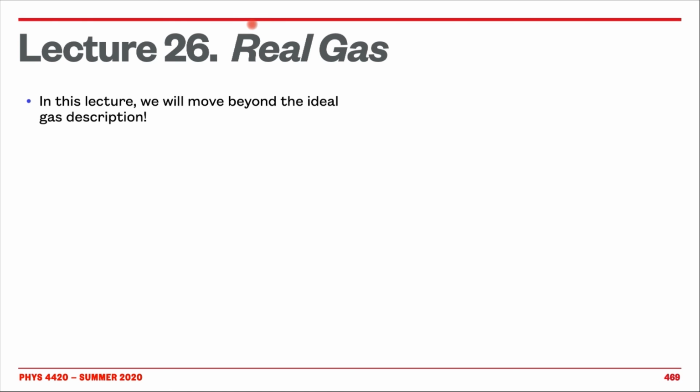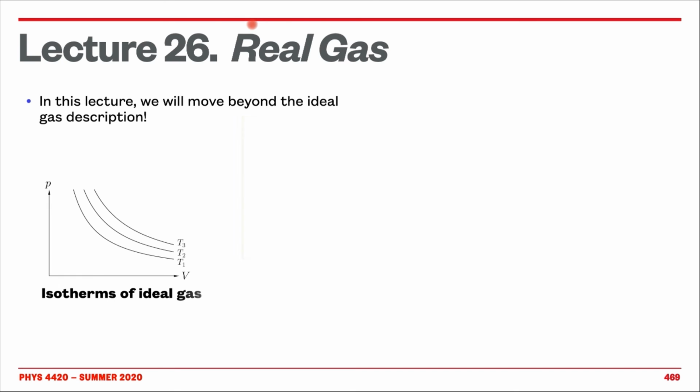Welcome back, lecture 26, and we are going to talk about real gas. So in the previous lecture, we discussed the relativistic, ultra-relativistic particles in a gas. And we saw how things were corrected in terms of heat capacity, internal energy, pressure, and things like that. But we were still obeying the ideal gas law.